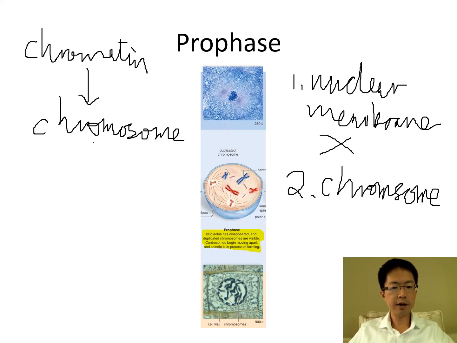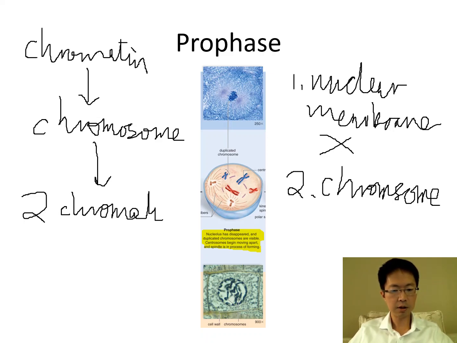And after S phase, you will have two sister chromatids. Okay. Chromatids. Okay. So that's the S phase.